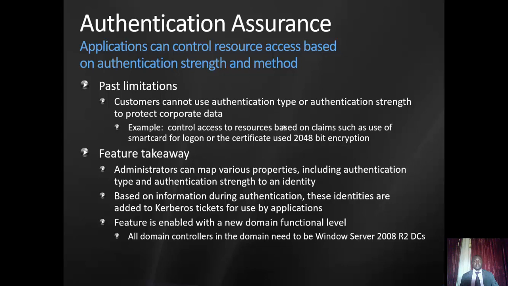And we have the authentication assurance. Applications can control resource access based on authentication strength and method. The past limitation here was that customers could not use the type of authentication strength to protect corporate data. For example, controlling access to resources based on claims such as use of a smart card for logon, or a certificate using 2048-bit encryption. It could not work here.